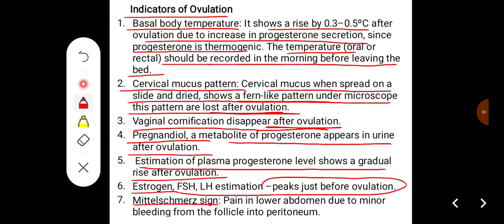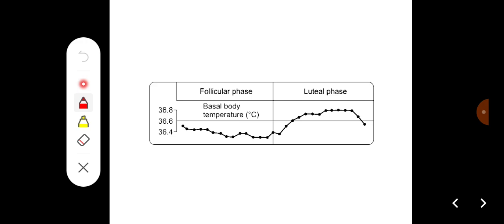And Mittelschmerz sign is a pain in the lower abdomen due to minor bleeding from the follicle into the peritoneum. So these are some of the indicators of ovulation. As you can see, the basal body temperature starts increasing after ovulation because of the actions of progesterone.